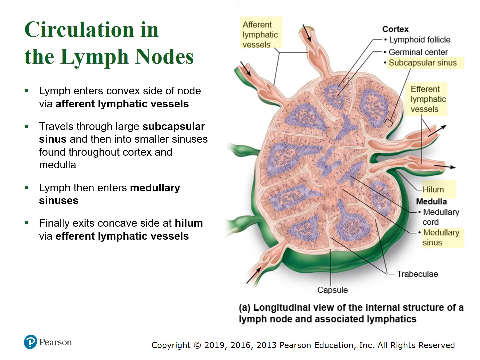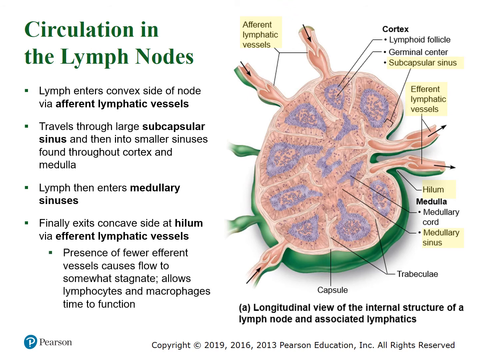And after the medullary sinus, you'll see at the hilum the efferent lymphatic vessels, where the lymphatic fluid exits from the lymph node. And the presence of fewer efferent vessels means that the lymph can stagnate. Sometimes the flow will really slow down. And what that does is allow the lymphocytes and the macrophages time to carry out their surveillance and phagocytosis of foreign debris and of pathogens.